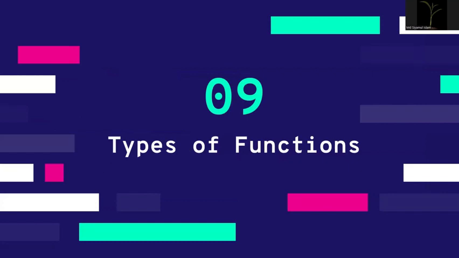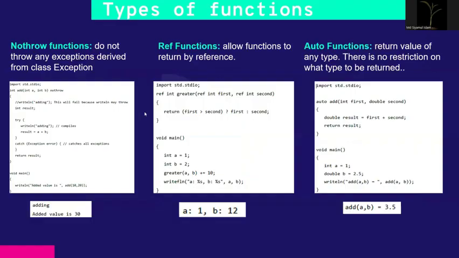And there are different types of functions available in D. For example, nothrow functions, ref functions, auto functions, property functions. But for the limitations, we will cover only three types of function in this presentation: nothrow, ref, and auto functions. So here is an example of each type of function.